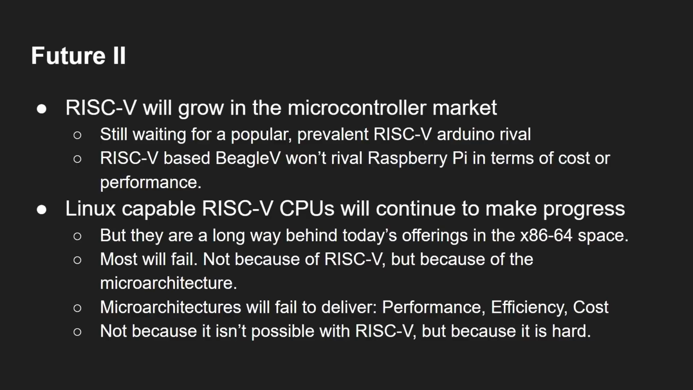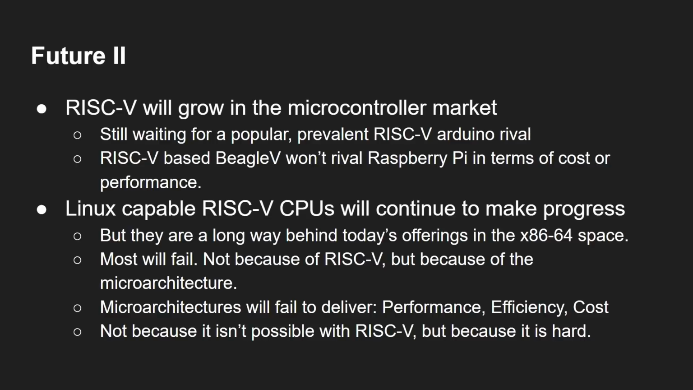On the RISC-V side, what's going to happen? Well, we're going to continue to see RISC-V growth in the microcontroller market because microcontrollers are much, much simpler. But we're still waiting for a popular and prevalent RISC-V Arduino rival. Of course, there are some RISC-V microcontrollers out there, but we're waiting for that one that's just as popular as Arduino. You've got the RISC-V BeagleV coming up, but that won't rival the Raspberry Pi 4 in terms of cost or in terms of performance. It's already starting from a disadvantage before it comes out. It'll be more expensive and won't be as fast.